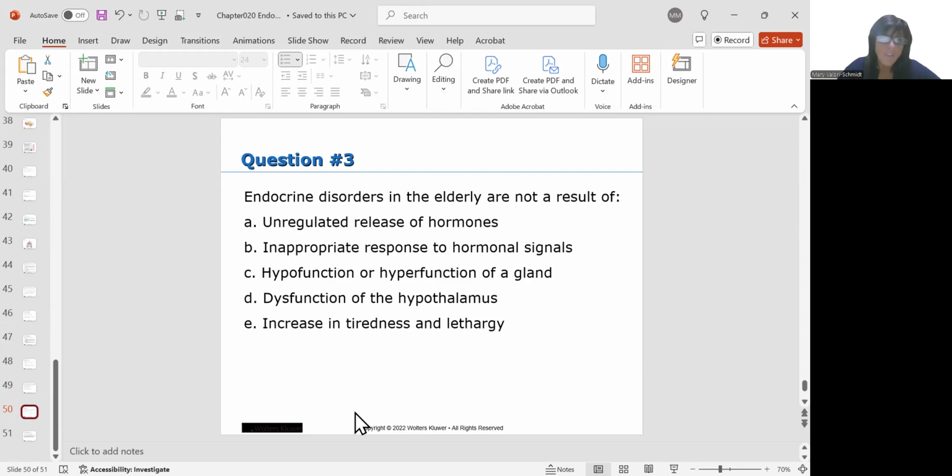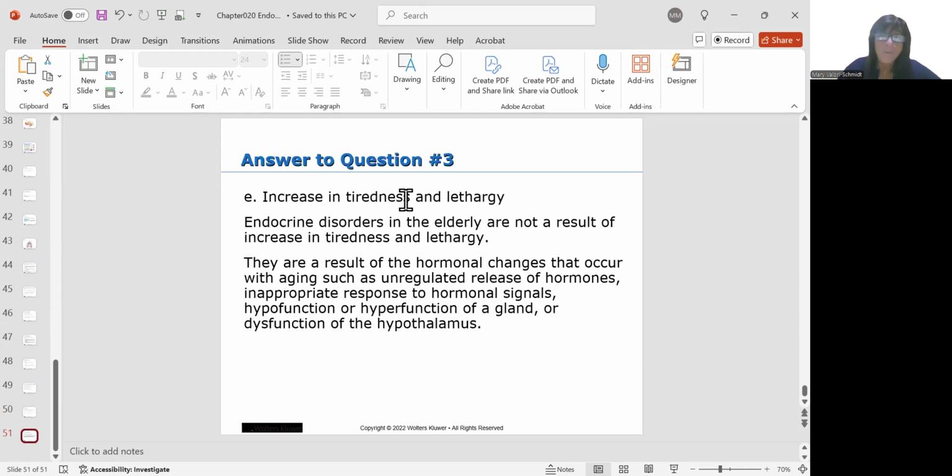Here's a question. Endocrine disorders in the elderly are not a result of, and let's go to the answer, they're not a result of tiredness and lethargy. They're a result of the changes in the hormones, the decrease in the production, and the decrease of the secretion of these different hormones. And that's it. So that is your basic overview of the endocrine system. Pancreas, thymus, pineal gland, anterior, posterior, pituitary, hypothalamus, adrenals, and gonads.